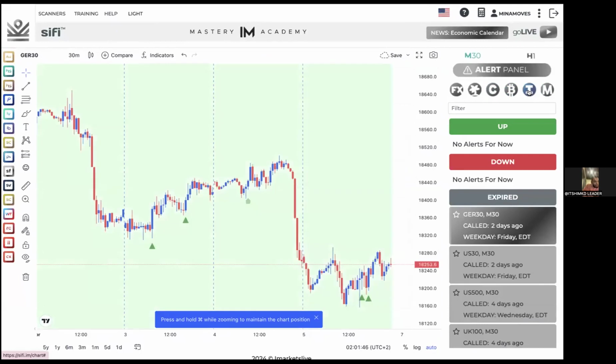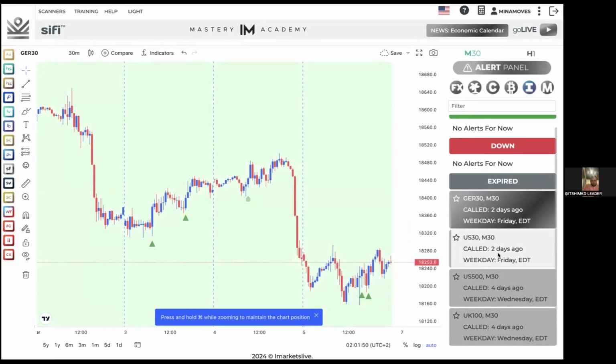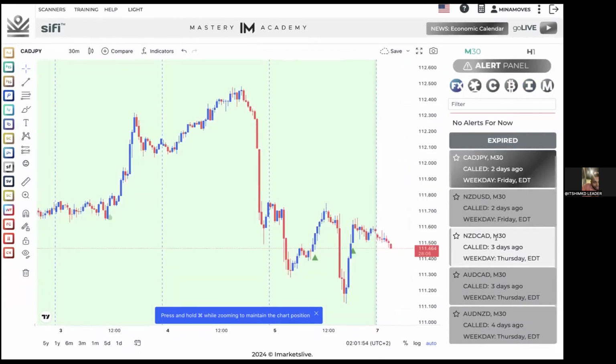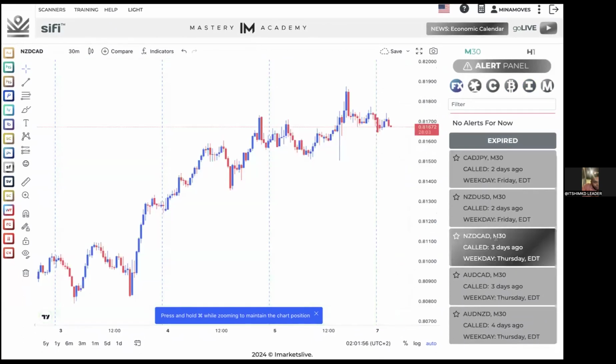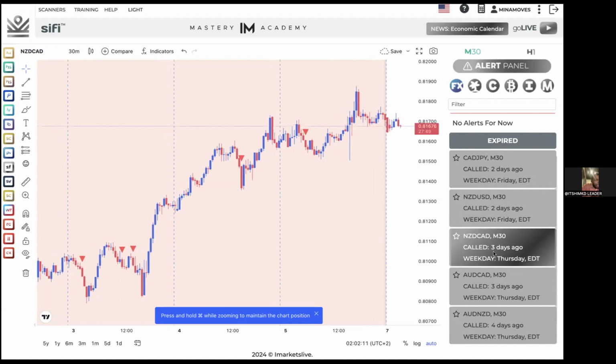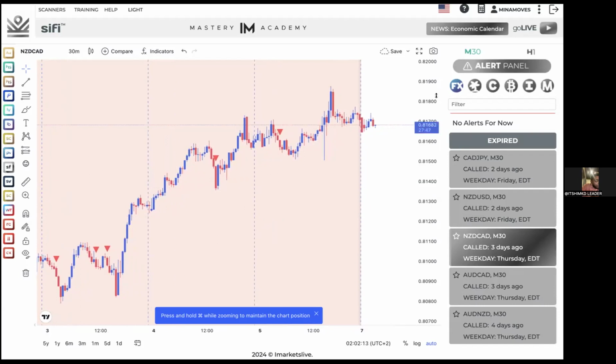Go to Forex again. Let's take USD CAD. Just pick one, it doesn't matter. All right, CAD. Boom. Right now we don't have anything, but the last thing that we had on this was a sell, as you see the red arrow. It was a red arrow that we got.